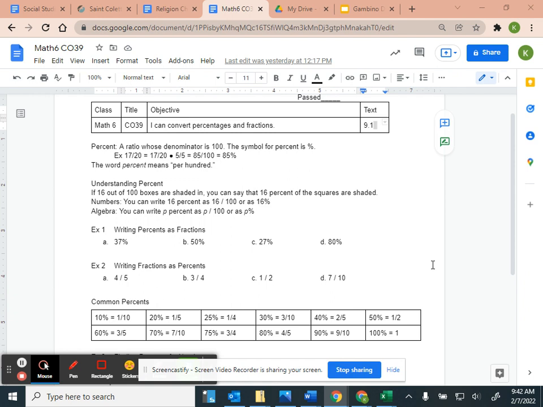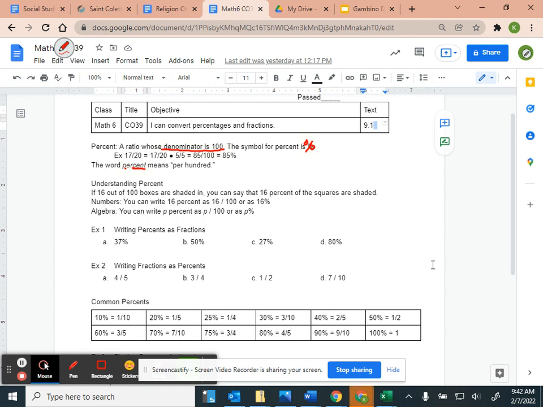A percent is a ratio whose denominator is 100. The symbol for the percent is this. That means percent. The big thing we need to remember is that your denominator is 100. The word percent means per hundred. So a centi is 100.